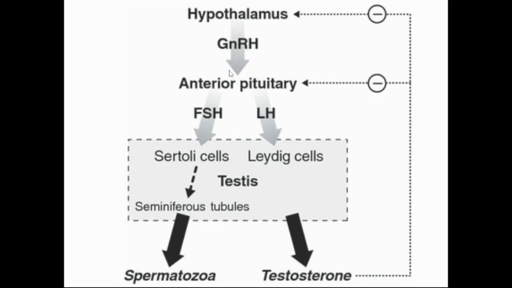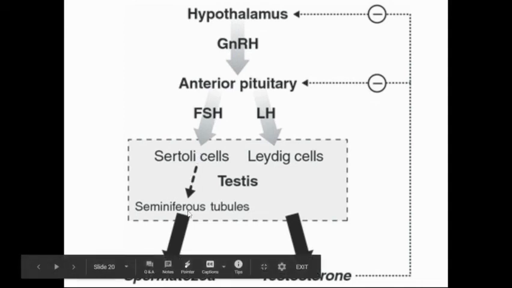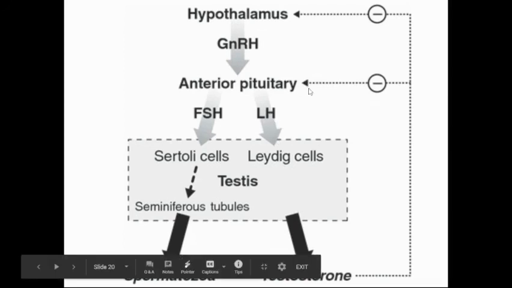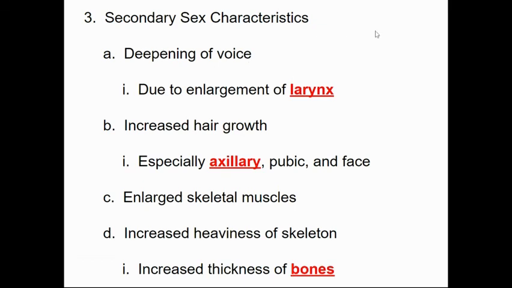Okay, so here in our hypothalamus, we have the anterior pituitary. Follicle stimulating hormone targets cells that deal with the seminiferous tubules and deal with sperm production. Luteinizing hormone, or interstitial cell stimulating hormone, goes on to target and make testosterone. What are the secondary sex characteristics for males? Deepening voice, mostly due to a physical enlargement of the larynx. Increased hair growth in the body, especially axillary, pubic, and facial regions. Enlarged skeletal muscle, increased density of the skeleton, increased thickness of bones.